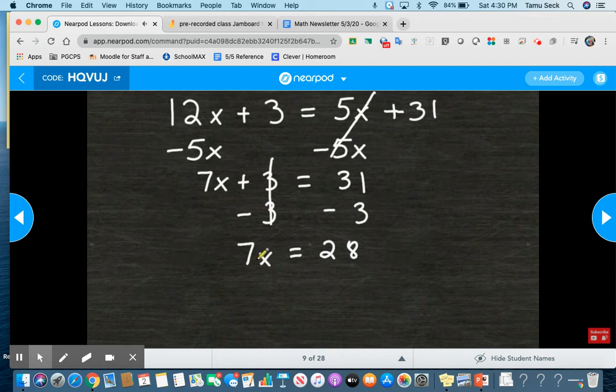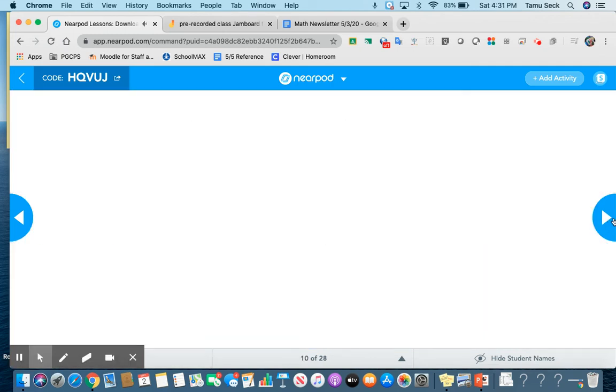Now, to get rid of this 7, we have to do the opposite of multiplying by 7, which is to divide by 7. And we have to do the same thing on the other side of our equation in order to balance our equation. On the left-hand side, we can cancel out both 7's because anything divided by itself is 1. And that leaves us with 1x on the left-hand side of our equation. And on the right-hand side of our equation, we have 28 divided by 7, which is 4. So now we know that x must be equal to 4.